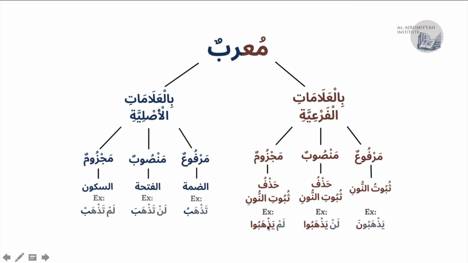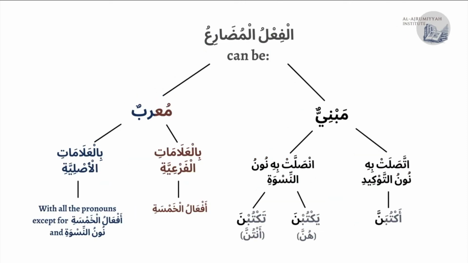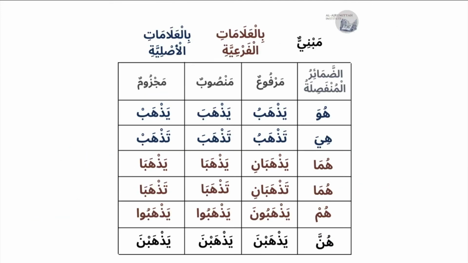So I'm going to be able to know whether it's مجزوم or منصوب, not by whether it has a فتحة or a sukun, but rather what comes before it. Because the sign of it being منصوب or مجزوم is the same thing, which is the dropping of ثبوت النون. And I will know that it's مرفوع if it has ثبوت النون, because that's the sign of it being مرفوع. So if we break down a conjugation of a verb and look at whether it's معرب or مبني, and whether it takes the original signs or the secondary signs, it will look something like this here.